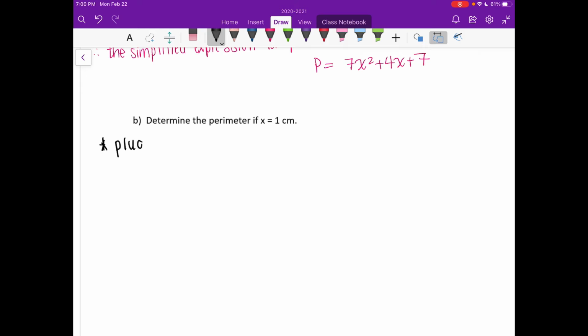Plug in 1 to the expression from part A.